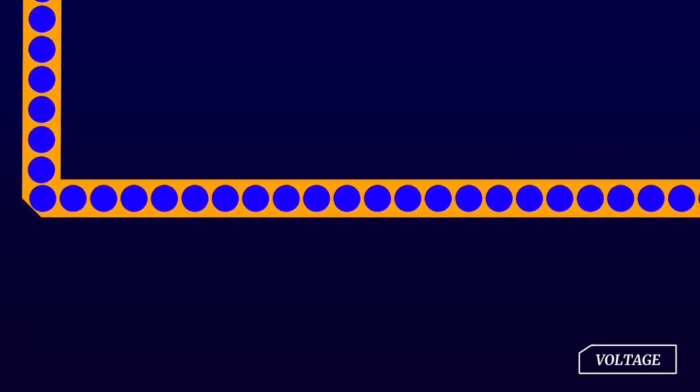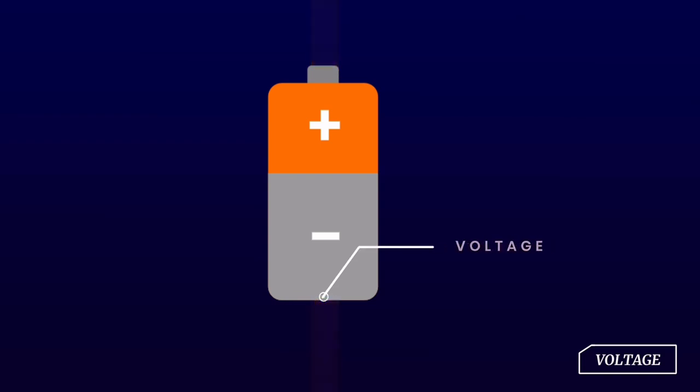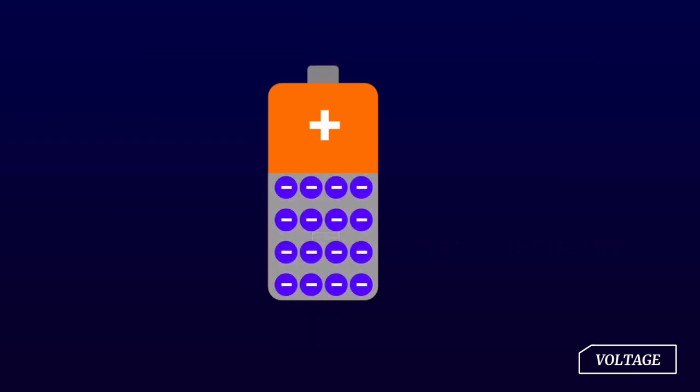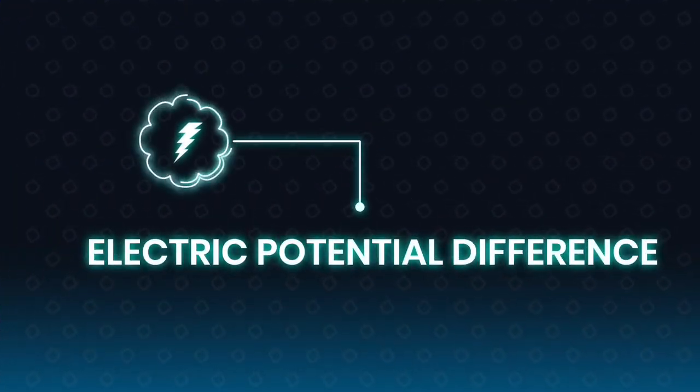Now we understand how electrons can flow, but how do we get them flowing in the first place? That's what batteries or generators do. They push the first electrons. That push is called voltage. In a battery, one end has an excess of electrons, while all of the positive charges are on the other side. So there is an energy difference between 2 points called the electric potential difference. So what exactly is the electric potential difference?